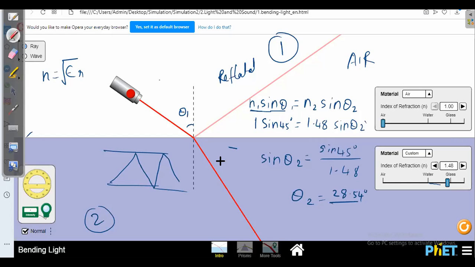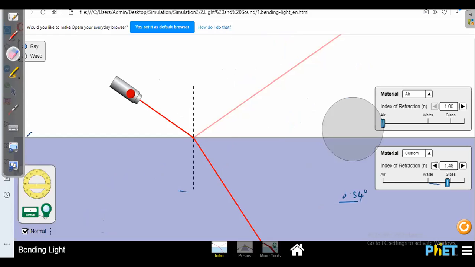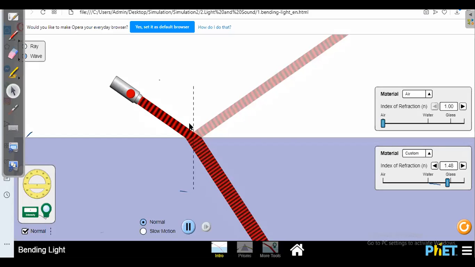Okay, sir, you got some idea about Snell's law now? How it is working? Please respond. Okay, you got it. And again here they have given another option, wave, and you can see the wave nature, how the light is going. Okay, next we'll move.